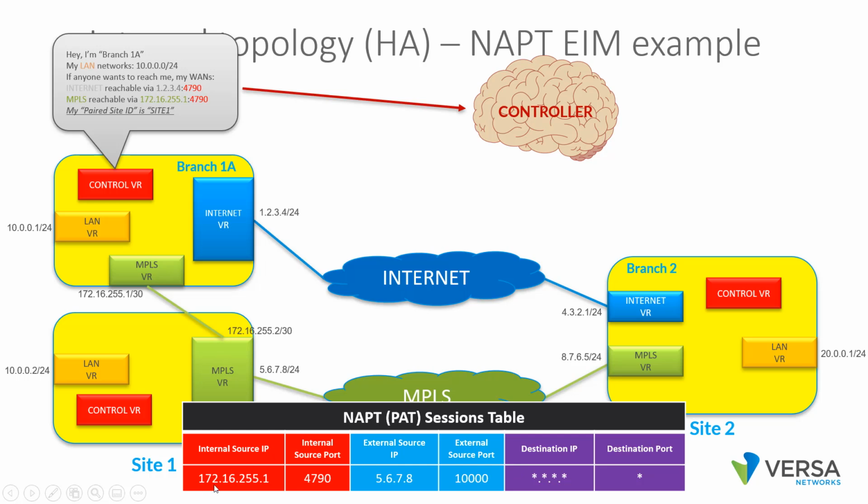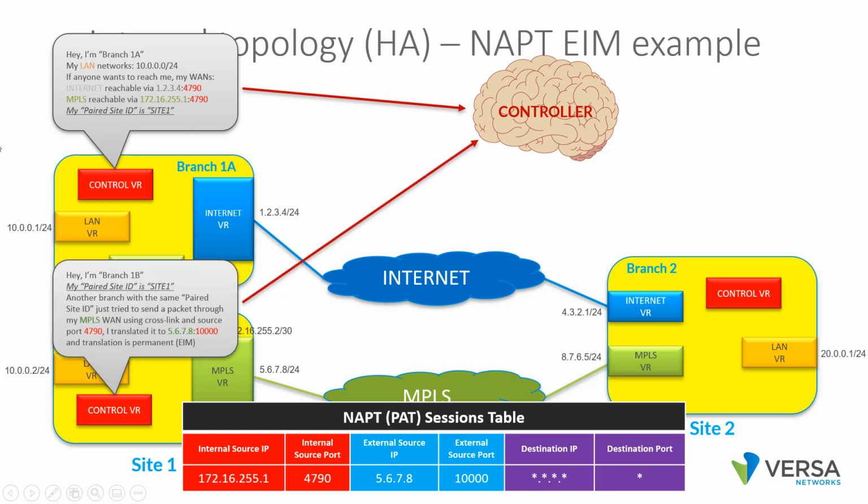For example, in this case, 172.16.255.1, which is branch 1A, with the source port 4790, was translated to the external IP on the MPLS VRF of the branch 1B. And in this case, let's say that we just give the source port 10,000. And the translation will be endpoint independent mapping.